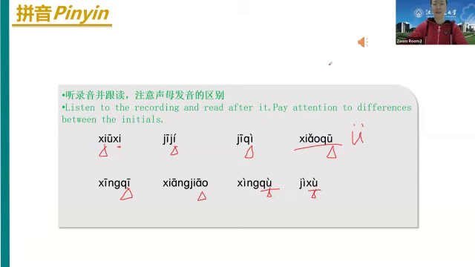Okay, so please listen to the recording together and read after the recording. Pay attention to the differences between the initials.